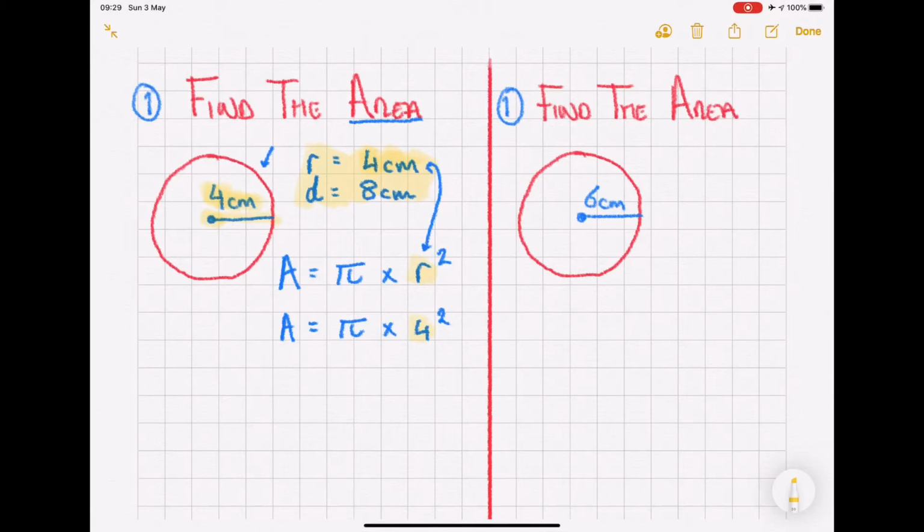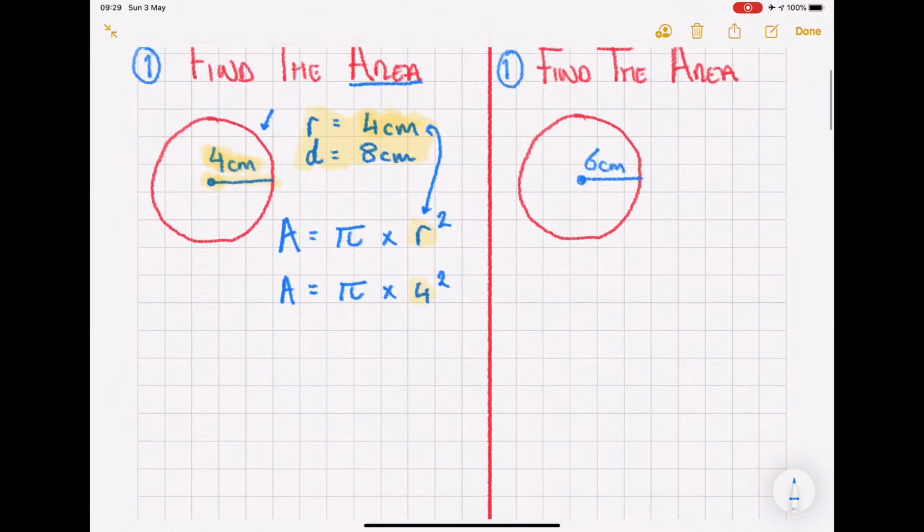Okay? Now our next step is to take this equation a little bit further. So area equals pi times by, and what is 4 squared? 4 squared is 16. So area equals pi times 16. So all we've done from here to here is we've just squared the 4. Okay? And now we can type this into our calculator.